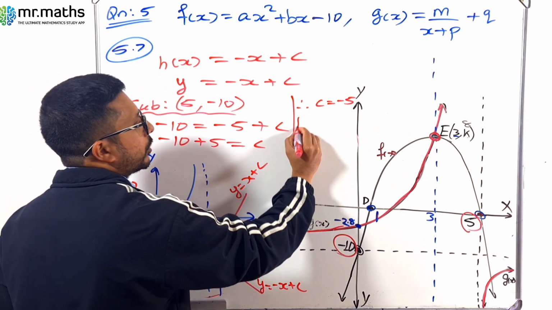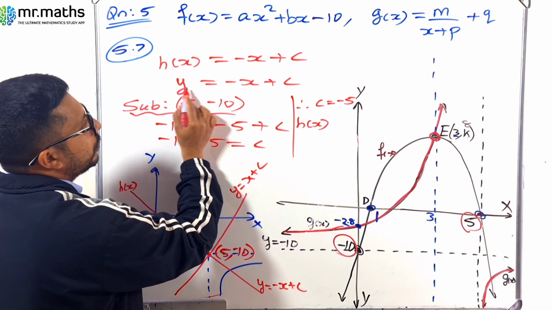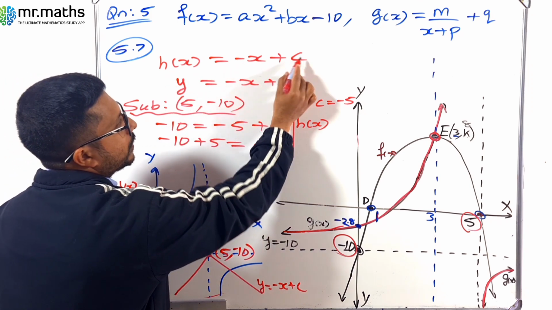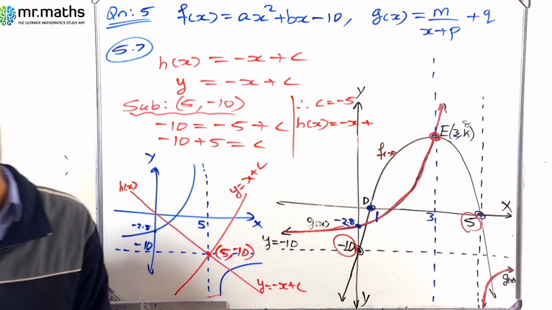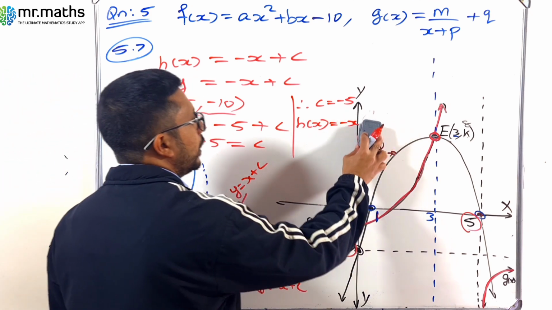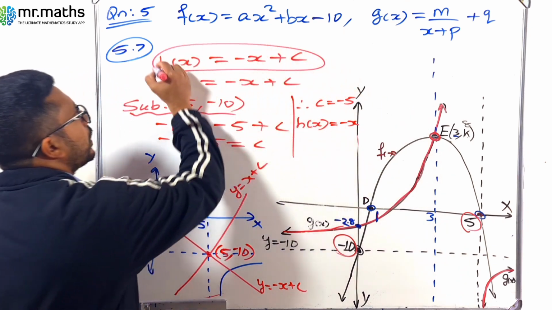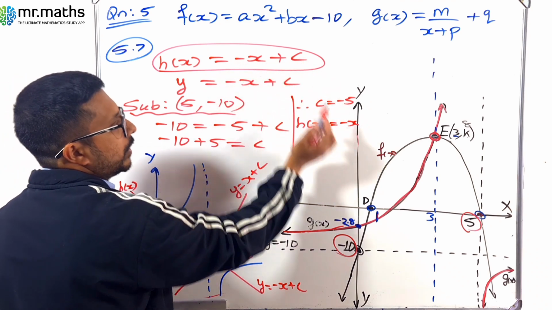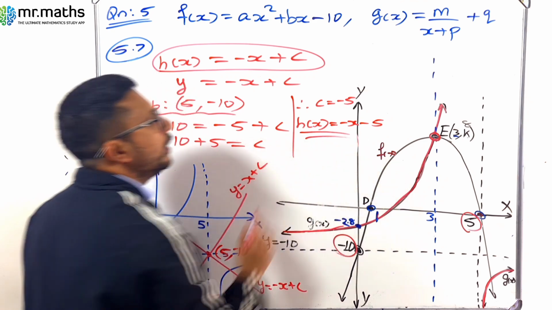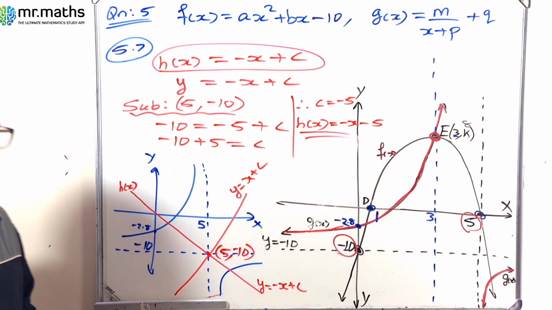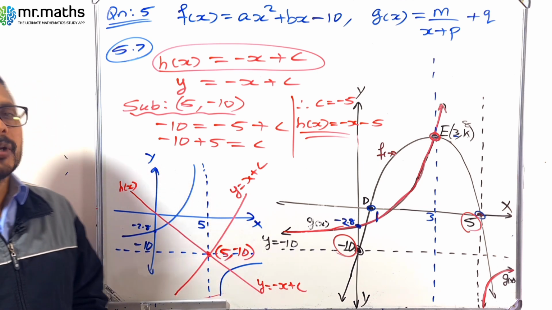So the value of c is minus 5. What is the equation of h of x? Now we got the value of c as minus 5. So h of x is equal to minus x plus c, and we substitute c as minus 5 into this general equation. Minus x plus c, where c is minus 5. Minus plus minus is minus. So this is the equation of h of x, the axis of symmetry that is decreasing. So that is question number 5.7.